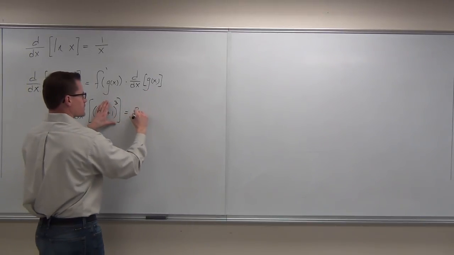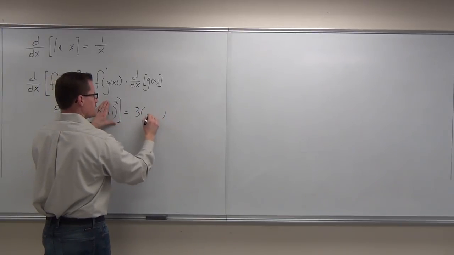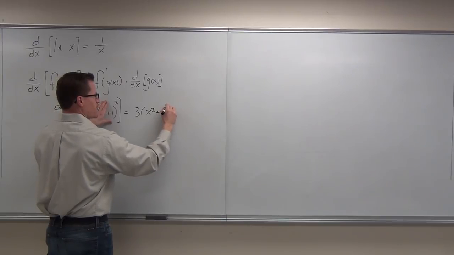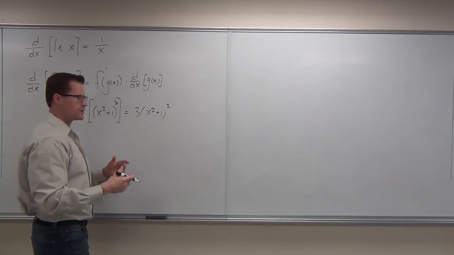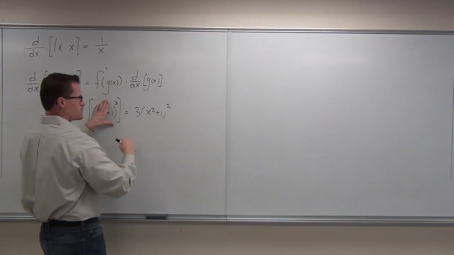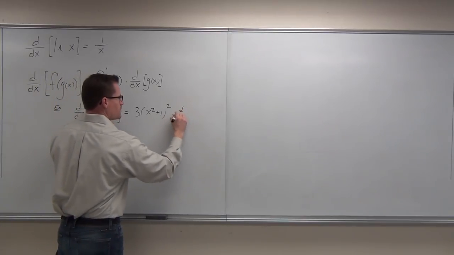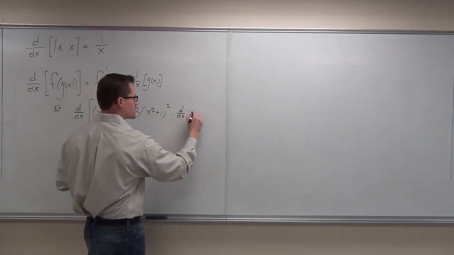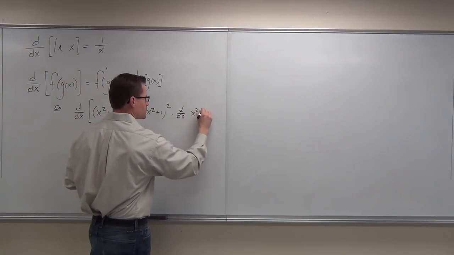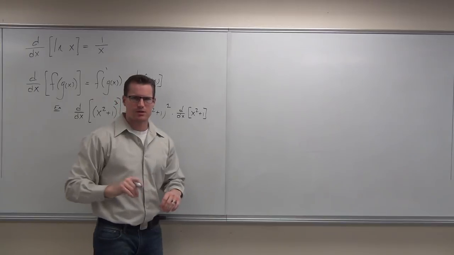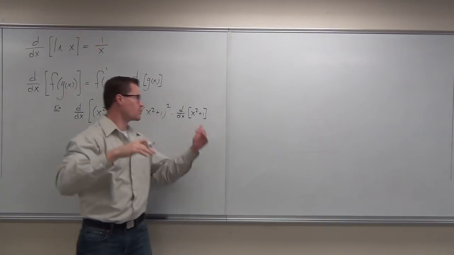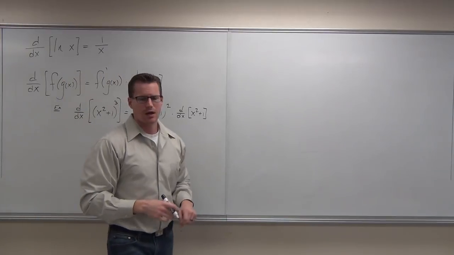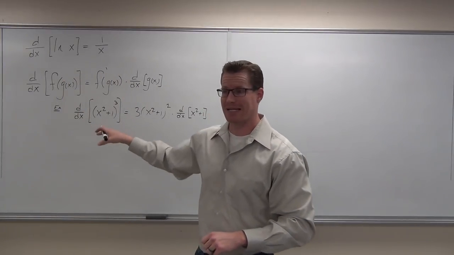You bring down the 3 like you normally would. You leave the inside alone. Whatever's here goes here. You subtract 1 from the power just like you normally would. Notice 3 minus 1 becomes 2. But then you multiply by the derivative of whatever the inside function is. Our g of x in this case would be x squared plus 1. Do you guys recall that? Show of hands if you remember that. Then of course you do the derivative, you get 2x, you pull it out front, and you'd be done with our derivative. I'm not going to finish that off for you, but that's the idea.